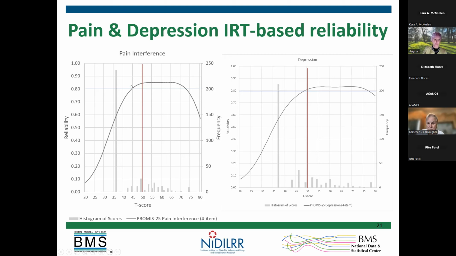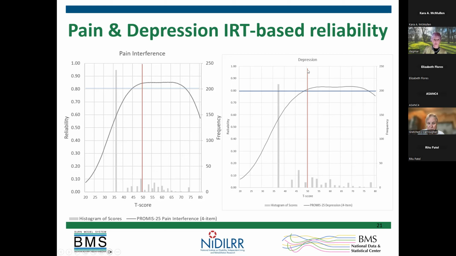So what this tells us is we're measuring with sufficient reliability from about half a standard deviation below the mean on pain interference, all the way to about 2.3 standard deviations at the other end of the continuum, that means people who have worse pain interference. So most of the people in this distribution are well measured by these scores with good reliability.